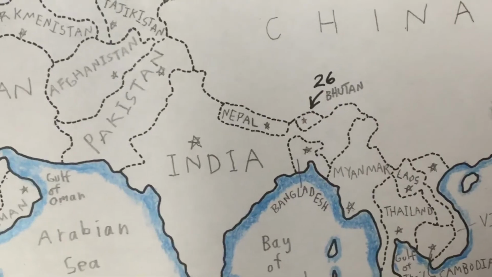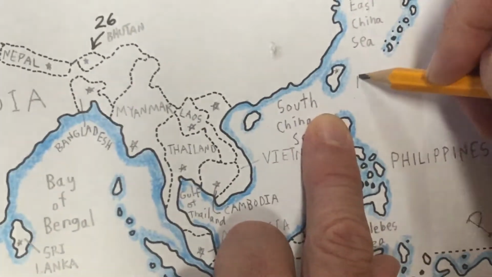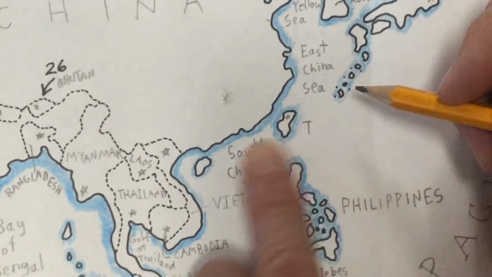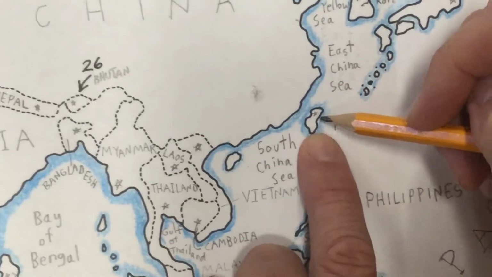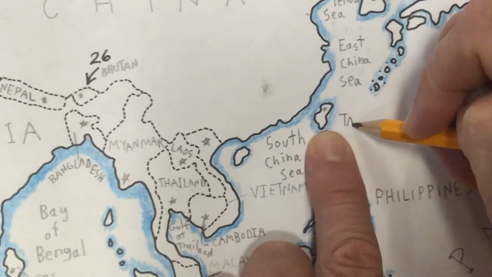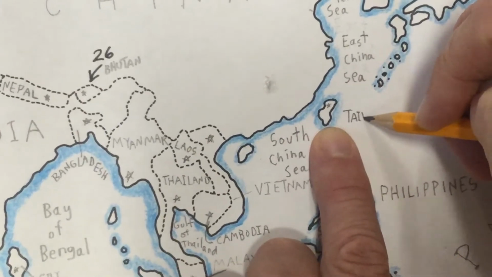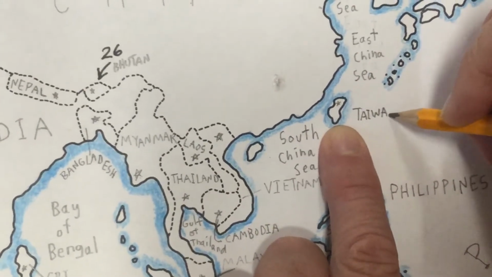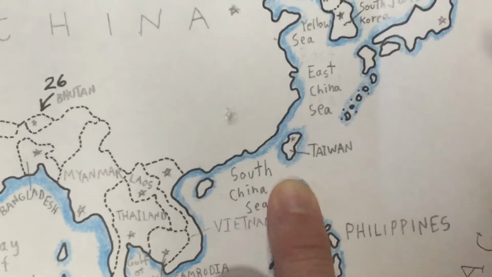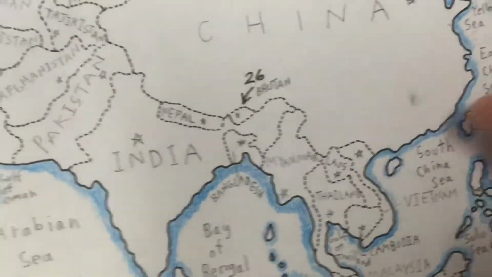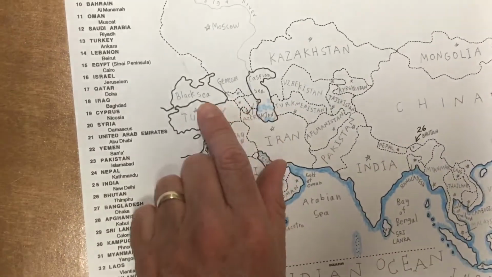All right, the next one, another island, Taiwan. It's this island here, not this one over here. That's a little further south. This one right here, Taiwan. Okay. All right, now we're back over to this between the Black Sea and Caspian.